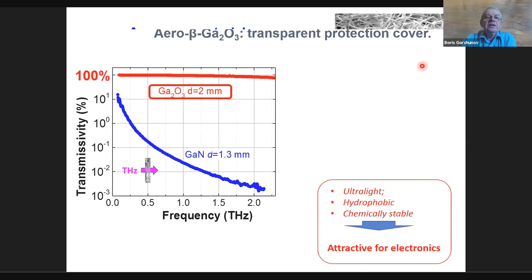Another aero material is gallium oxide, Ga2O3. It's different from the gallium nitride, which has a very low transmission coefficient. This material, this oxide, is very transparent. So the transmission coefficient is nearly 100%. And this allows us to use this as a protecting cover that is transparent for terahertz and also infrared radiation in some applications.